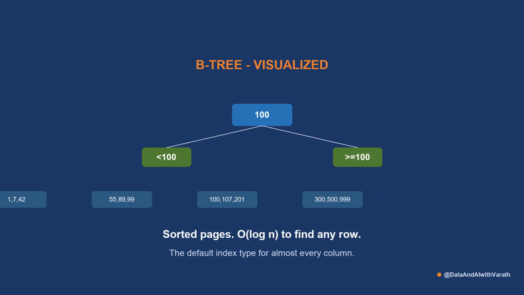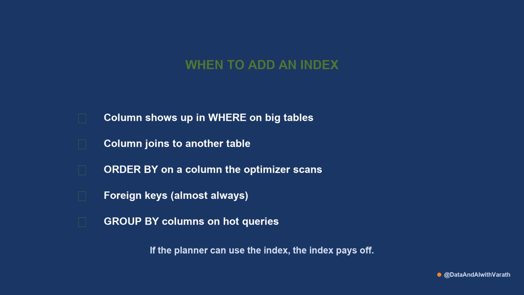First, the B tree. Almost every index you'll ever create is a B tree under the hood. It's a sorted tree of pages. The root partitions the key space. Children narrow it. Leaves point at the actual row. To find any row, the database makes log n hops. On a billion rows, that's about 30 hops instead of a billion. That's the entire magic.